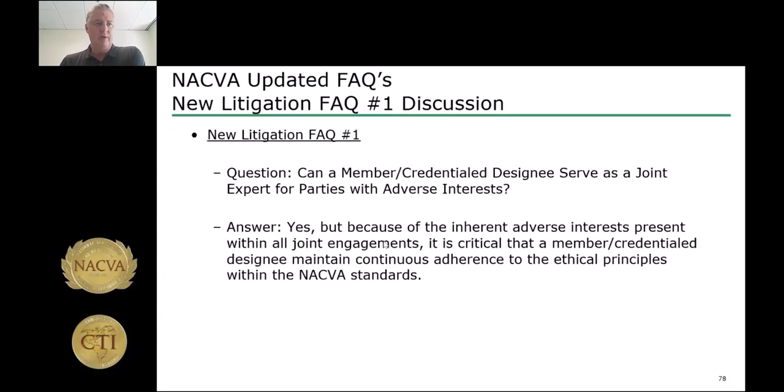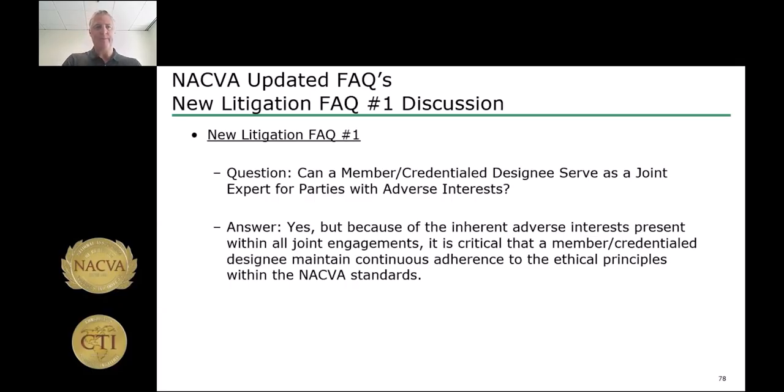The first one I wanted to go over is the new litigation FAQ number 1. This one basically talks about serving as a joint expert. The question is, can a member or credentialed designee serve as a joint expert for parties with adverse interests? And the answer is yes. But because of the inherent adverse interests present within all joint engagements, it is critical that a member or credentialed designee maintain continuous adherence to the ethical principles within the NACVA standards.